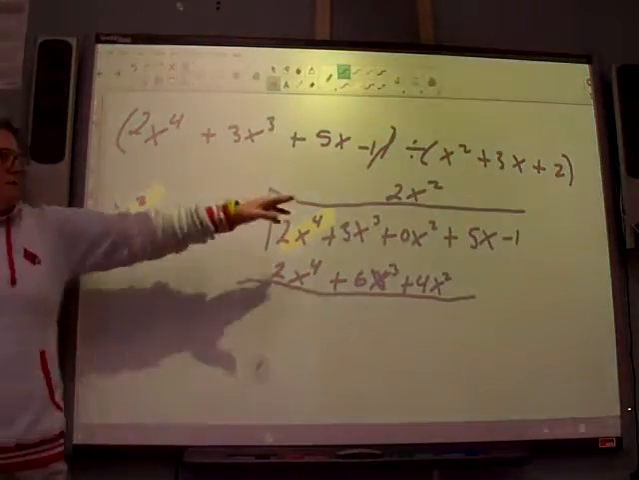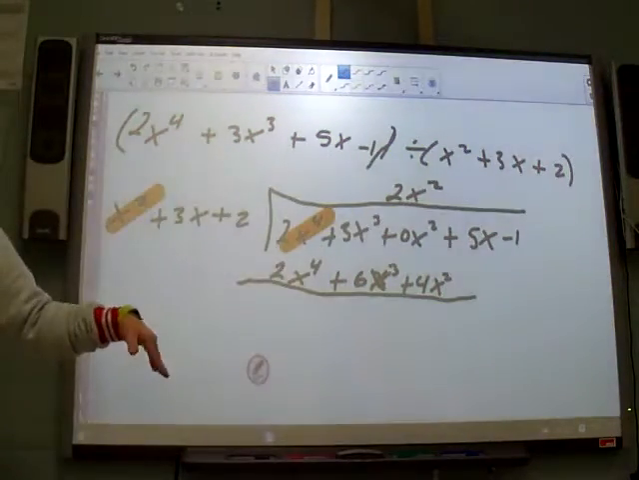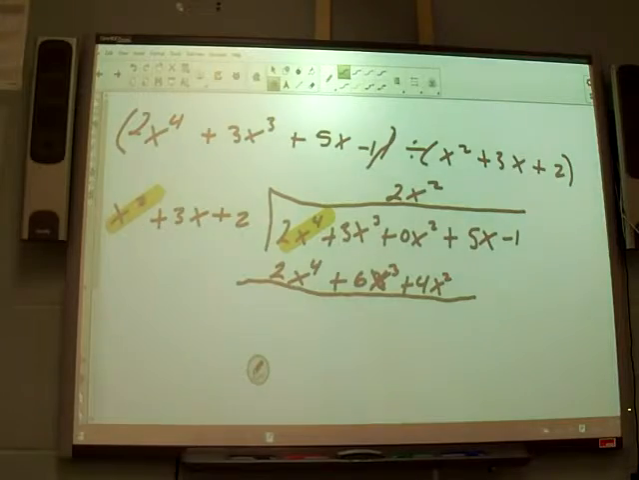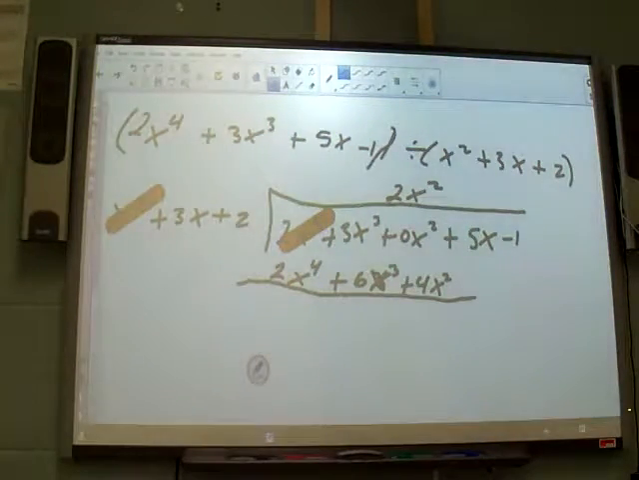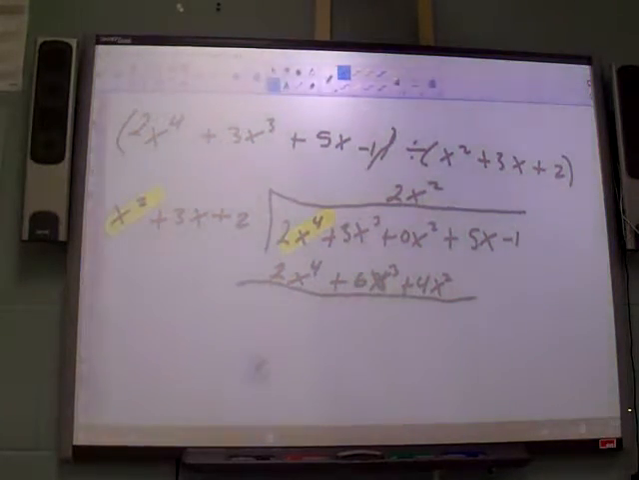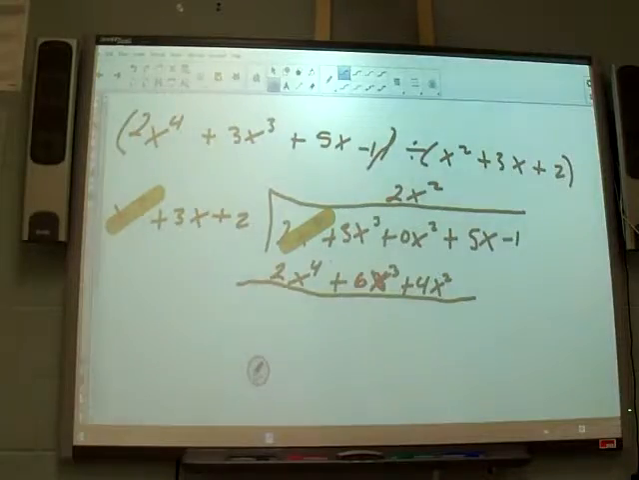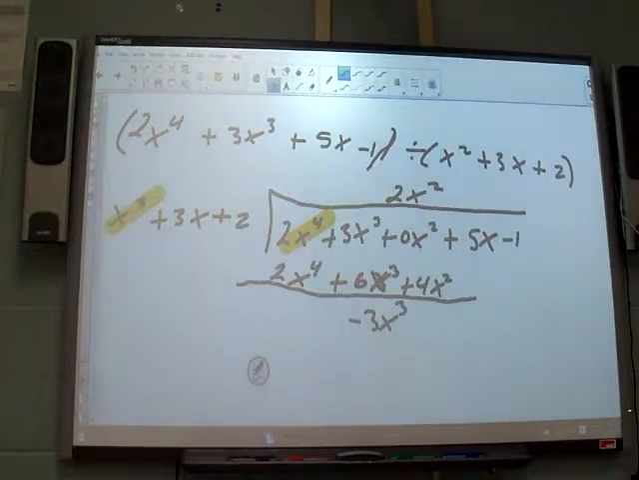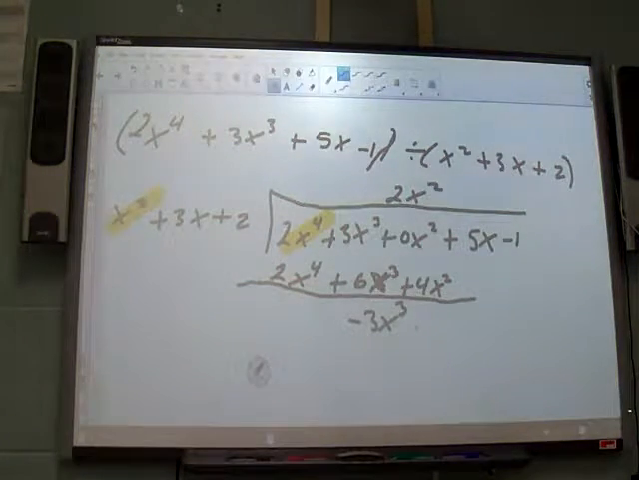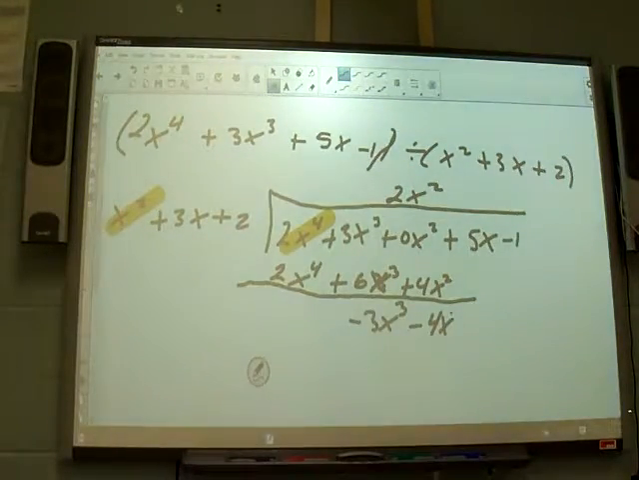Okay, so now we've done the 2x squared times all three of those. So just like in elementary school, after you do all that, you draw your line and subtract. Okay? So look what happens here. 2x to the fourth minus 2x to the fourth, that's nothing. He gone. 3x cubed minus 6x cubed, negative 3x cubed. 0x squared minus 4x squared, negative 4x squared. Then do you remember what you did after that?